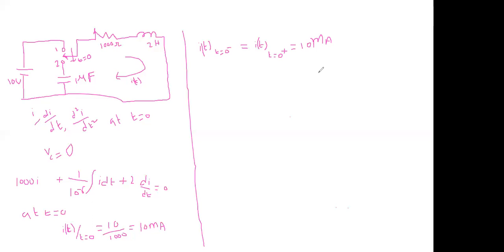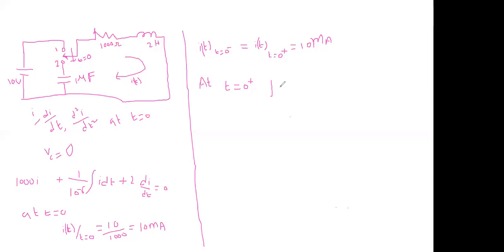Next case, capacitance value. We have to find the capacitance case. So next is at t equal to 0 plus. What is the formula for voltage across the capacitor? 1 by C integral of I dt. At t equal to 0 plus, the integral of I dt is equal to 0. Voltage across capacitor value equal to 0.